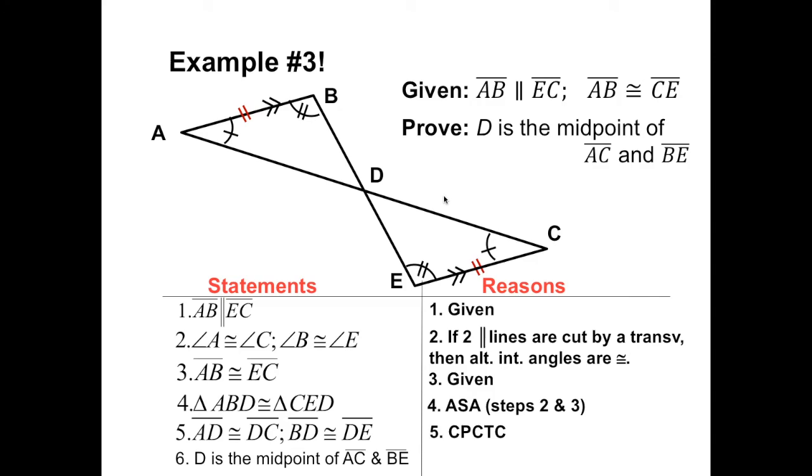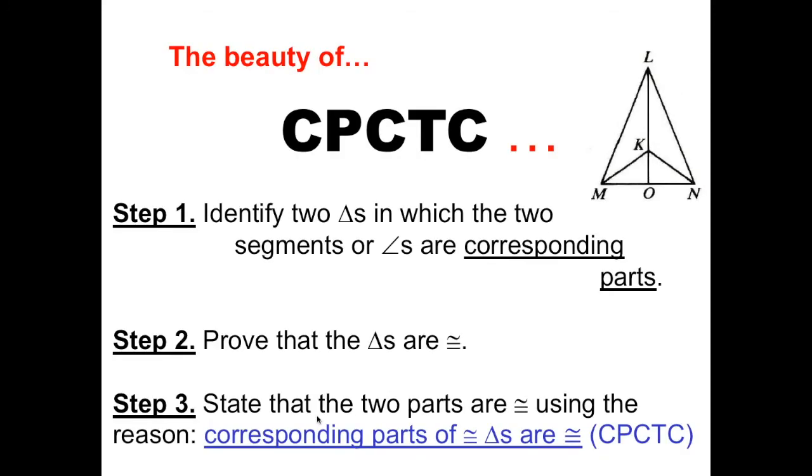Finally, I can wrap up this proof. D is the midpoint of AC and BE. And in step 5, we stated the information that was required to establish that D is a midpoint. And we're good to go. Definition of a midpoint. And here is our summary slide.